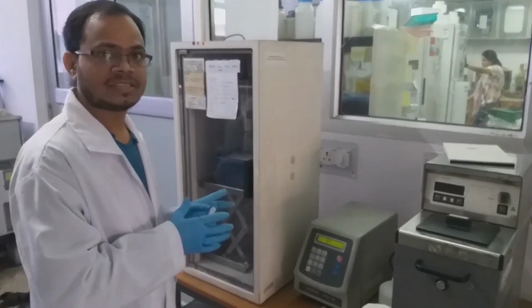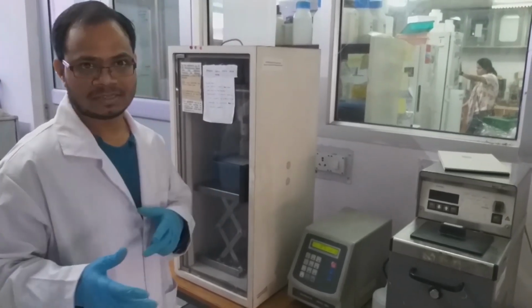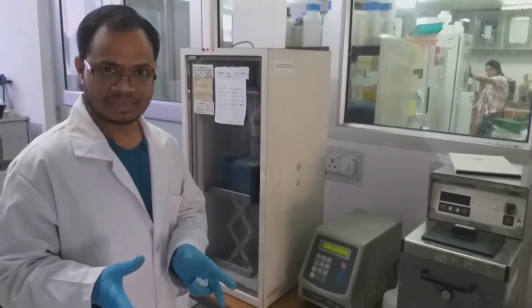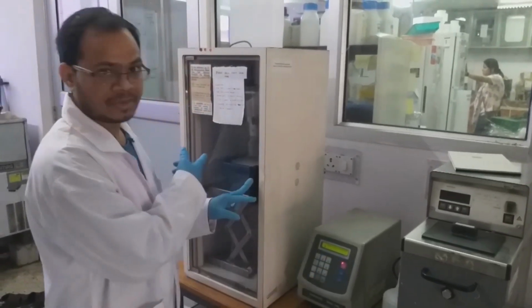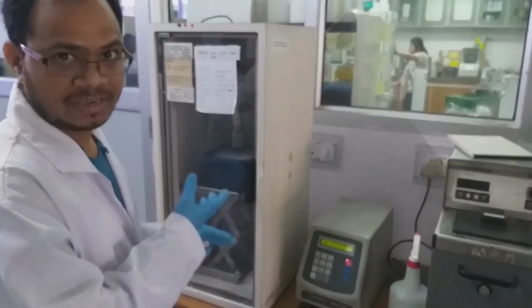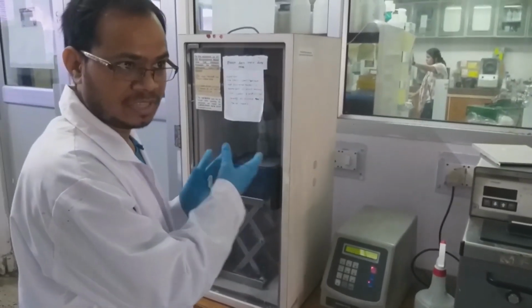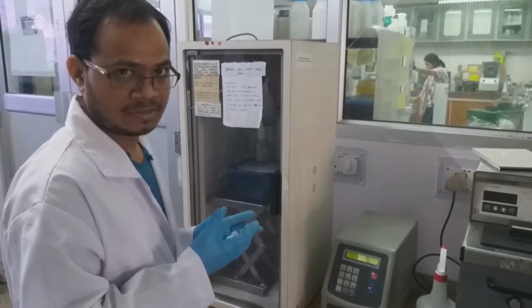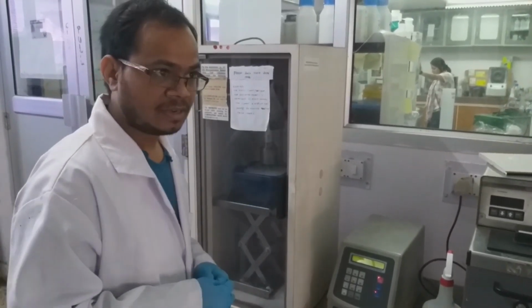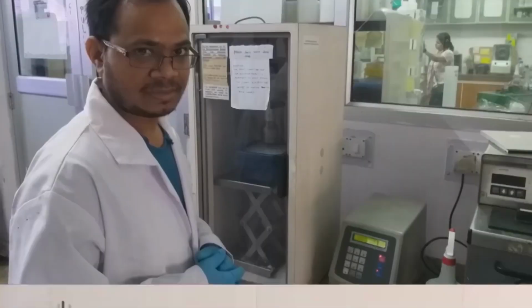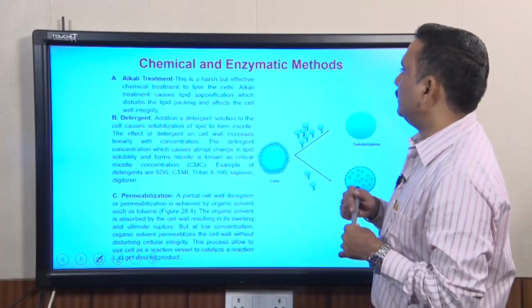So once this process is over, we can check whether the lysis has taken place or not. So we just press start. Here you can hear the sound whether the sonication is happening or not. So after 1 hour we will come back and check the lysis. Now let's go to the next method.